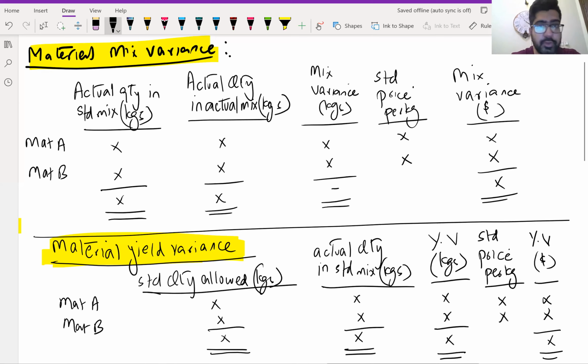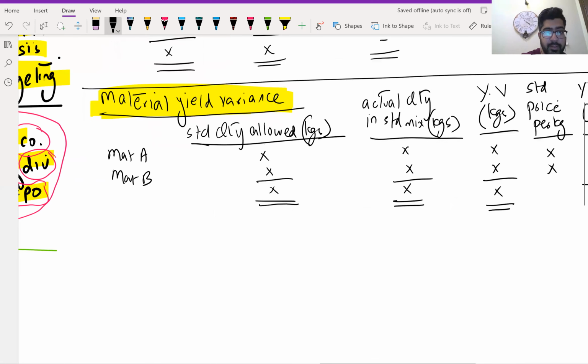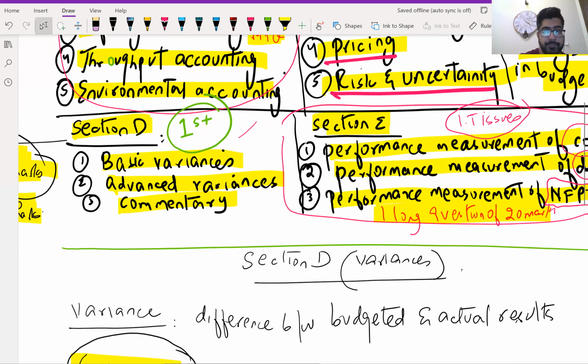Now I want you to pay attention to the lecture, because till now we have just been discussing the course outline and the paper pattern. We have not studied anything yet. So now we are formally starting our syllabus. Please pay attention. Now we are starting section D, and section D is variances.